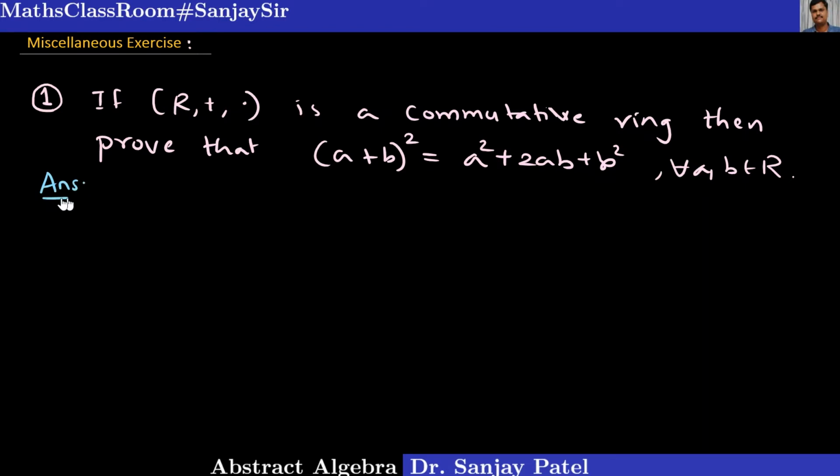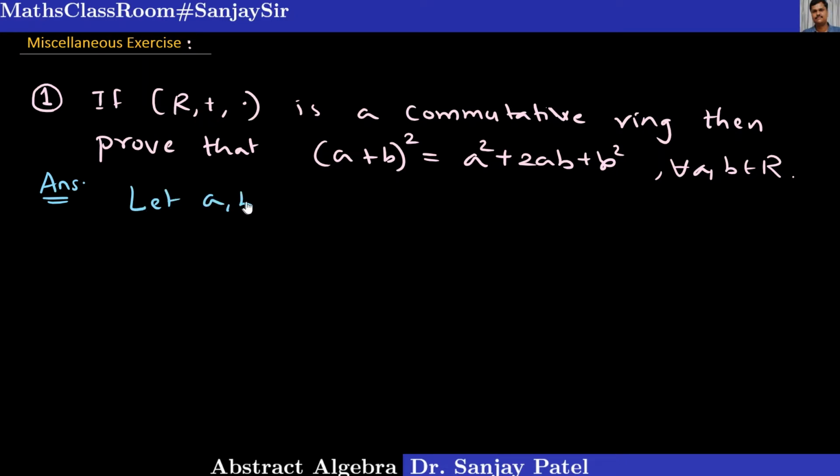This result is true not only for (a + b) whole square, it is true for any power of this binomial. So (a + b)^n, we can write that binomial expansion in a commutative ring in which a·b = b·a. So it is very simple. Say we start like this.